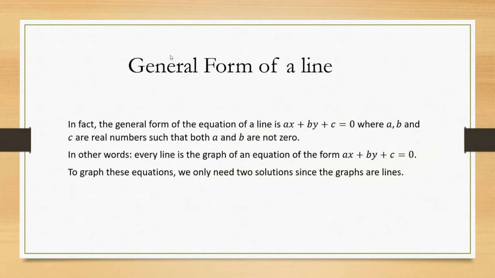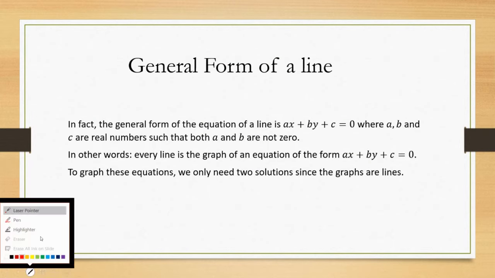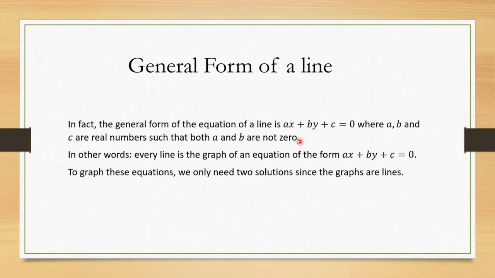But again, just as a reminder, the general form of the equation of a line is this. And again, all that means is what I have here. Every line is the graph of an equation that can be written this way. So every line is the graph of an equation in this form. In other words, it can be written this way, where A, B, and C are constants, they're numbers, but A and B are not both 0 at the same time.